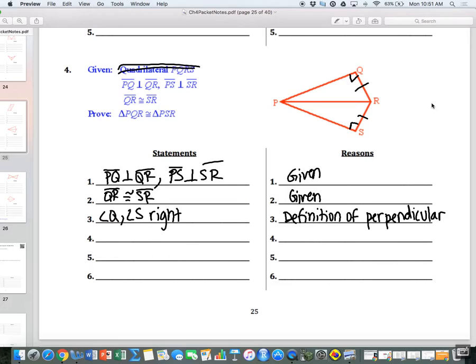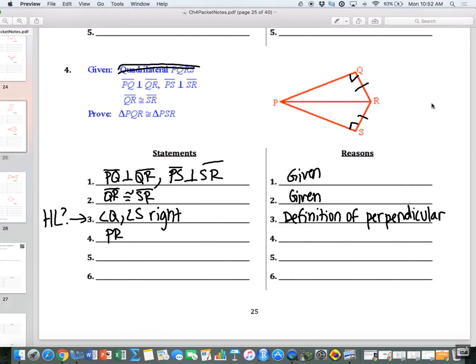Okay. Anytime that you have right angles, the hardest thing is determining, is this HL or not? So before we go any further, we have two right angles. We need to determine, is this going to be an HL proof? Well, either way, we only have one pair of sides that are congruent. So we need another pair before we can determine anything. Are there any other sides that are congruent? Or any angles? Anything else that's congruent that's not marked? Alex. PR is congruent to PR.